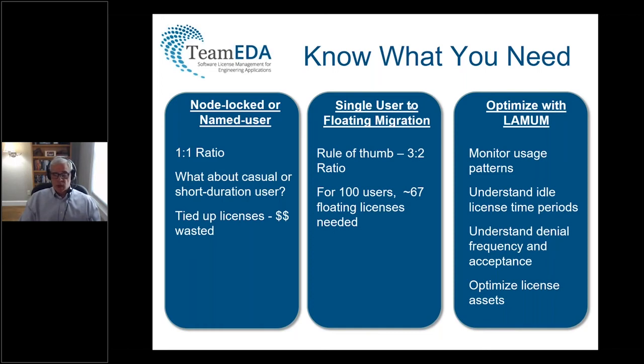So collecting data, monitoring and analyzing more closely, understanding idle license time periods by looking at checkout heat maps or denials heat maps, understanding the denial frequency and what's our acceptable limit, and understanding more closely utilization as a whole, and taking the opportunity to manage it and monitor it for efficient usage and optimize licenses to get licenses used more efficiently.